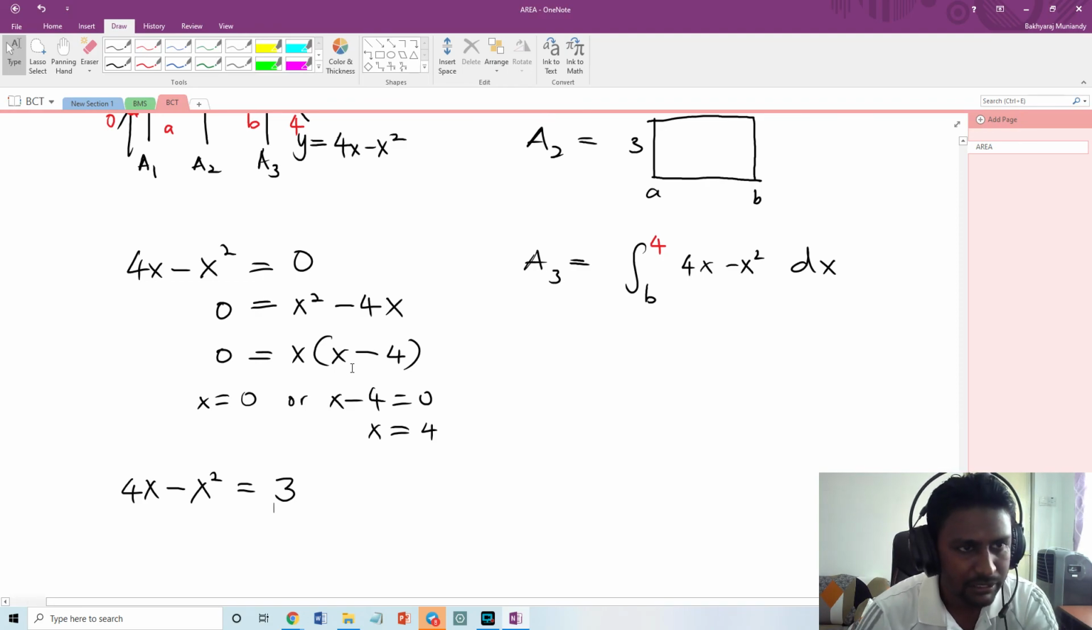Okay, solve this. So I put 0 here. So 0 equals, move the 3 over, right? Okay, so I will get x square minus 4x plus 3. So you get 0 equals x square minus 4x plus 3.